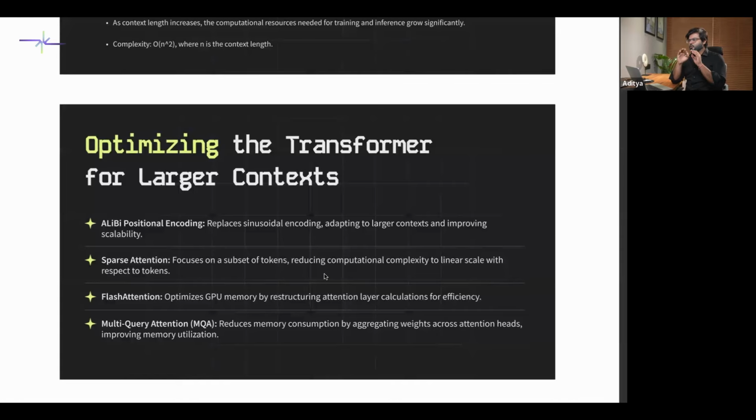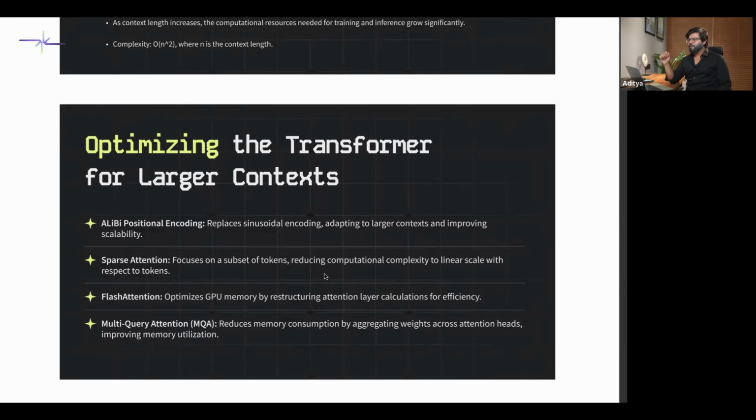Okay, so what you're trying to do is figure out a way where I can handle longer context. And the word is ALiBi, ALiBi positional encoding. Okay, it helps models generalize to longer text than seen in training.